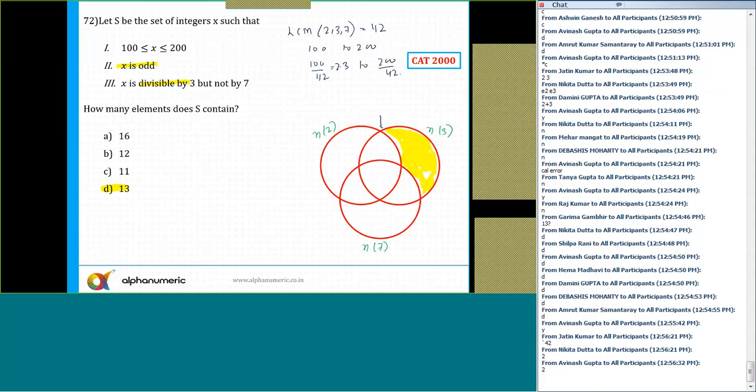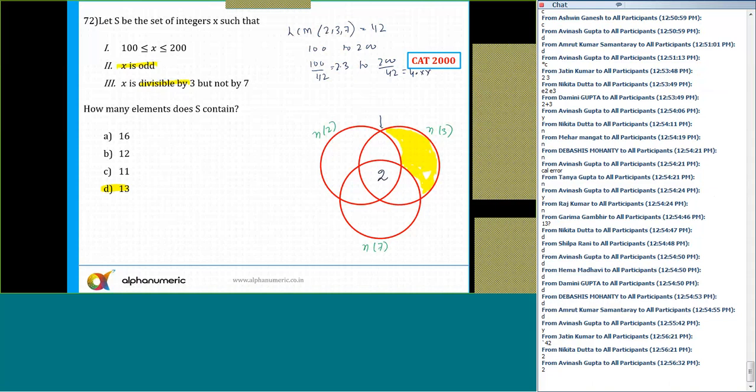200 by 42 comes out to be approximately 4.7, 4 point something. So between 2.3 and 4 point something, how many integers are there? Two integers, that is 3 and 4. So there are two multiples. I can write down here the middle value is 2.